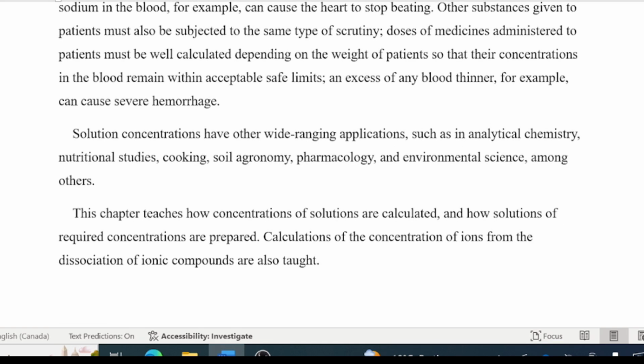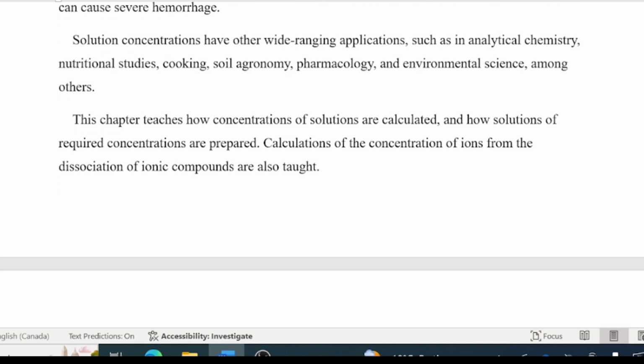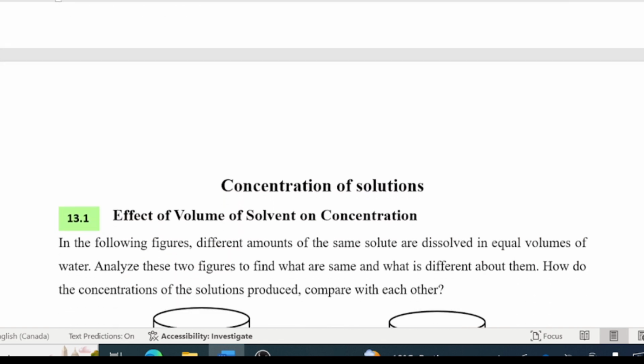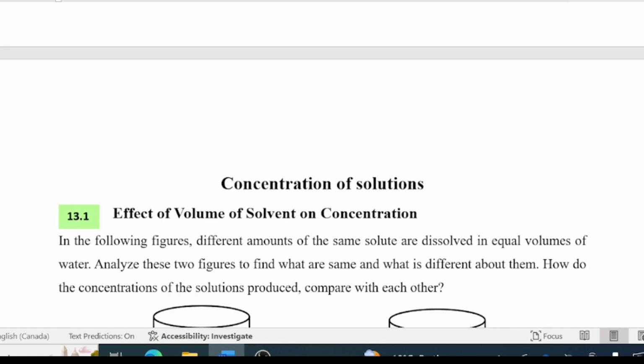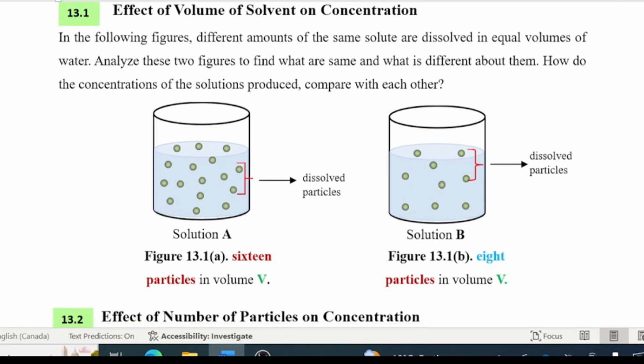Solution concentrations have wide-ranging applications, such as in analytical chemistry, nutritional studies, cooking, soil agronomy, pharmacology, and environmental science, among others. This chapter teaches how concentrations of solutions are calculated and how solutions of required concentrations are prepared. Calculations of the concentration of ions from the dissociation of ionic compounds are also taught. We'll look at how the volume of water in a solution affects its concentration.